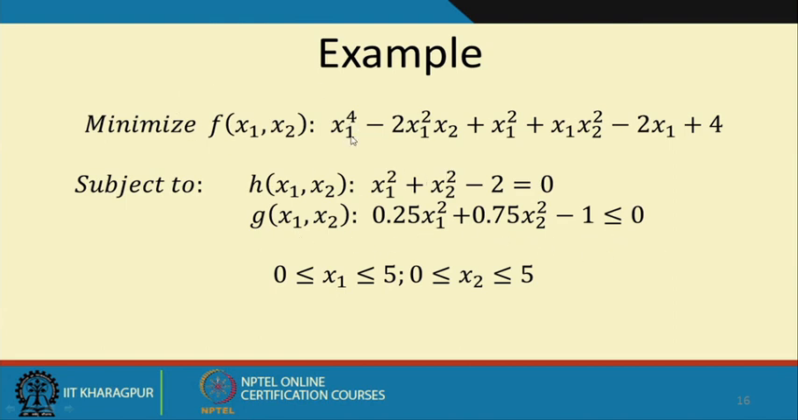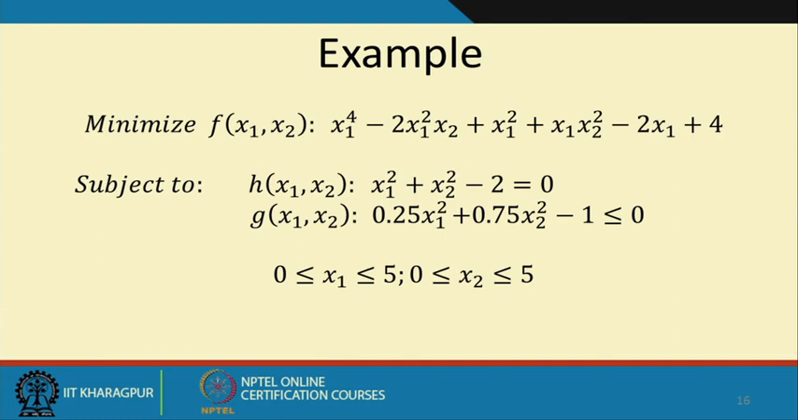that x1 to the power 4 minus 2 x1 square, you see one constraint is of equality type and another constraint is of inequality type. Okay. Let me consider now how to get the unconstrained problem. Whatever problem we dealt with till now, we were not having any equality type of constraints, but here we are having an equality type of constraint.